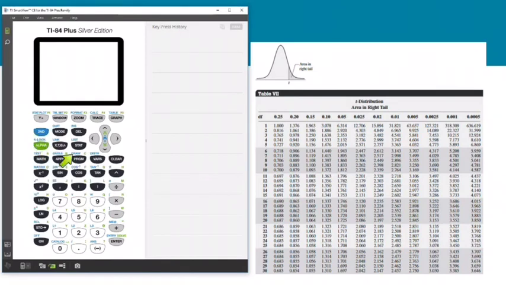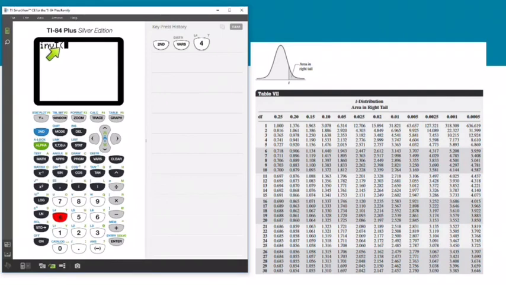So the first thing we need to do is pull up this distribution menu. We'll have to use the second button to access that menu. We'll hit second and then VARS, which will get us the distribution menu. And the command that we want is inverse T. So that's option number 4. You can either arrow down there and hit enter, or you can just hit option 4.